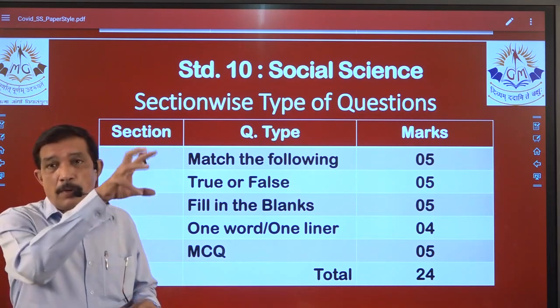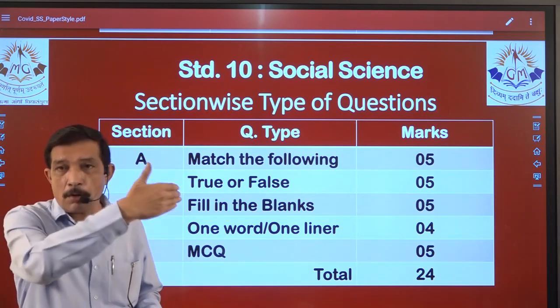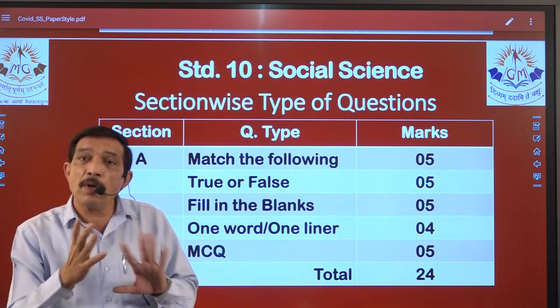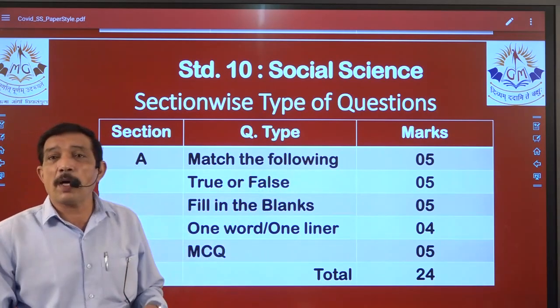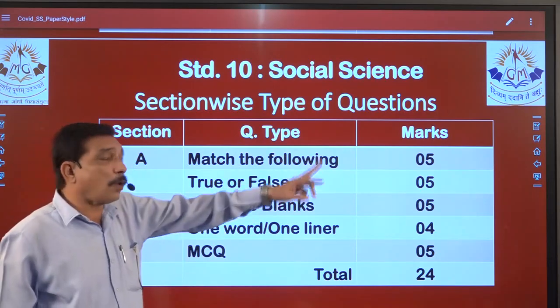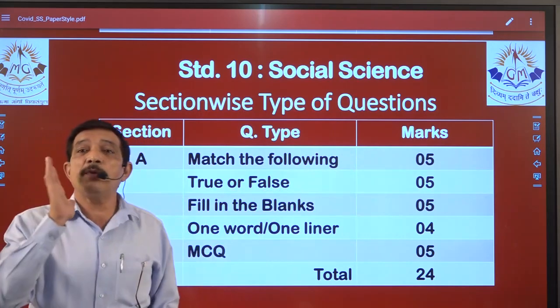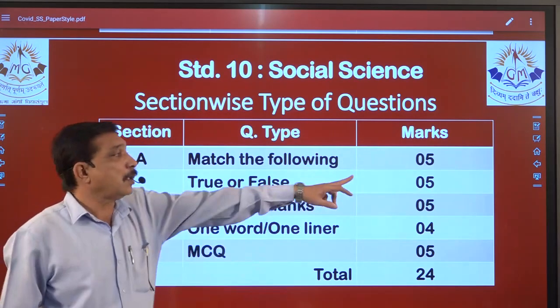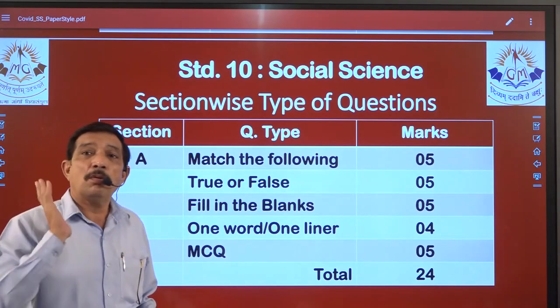That means wherever objectives are given, it might be history, civics, geography, economics, wherever objectives are asked from anywhere, they can ask 5 marks. Match the following, right? So these are fixed. Match the following will be 5 marks. Same way, true or false, there will be 5 questions compulsory that will carry 5 marks. True or false will be 5 questions.